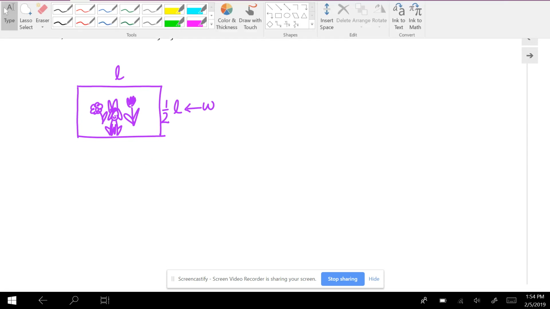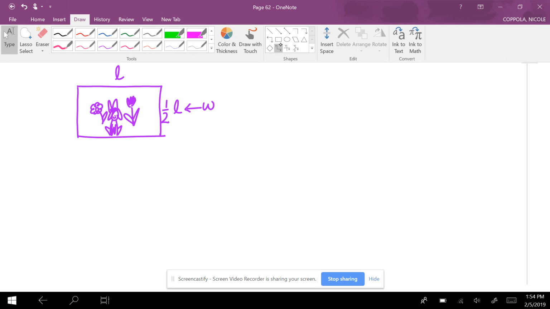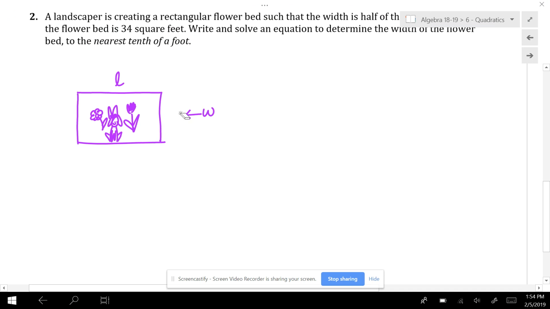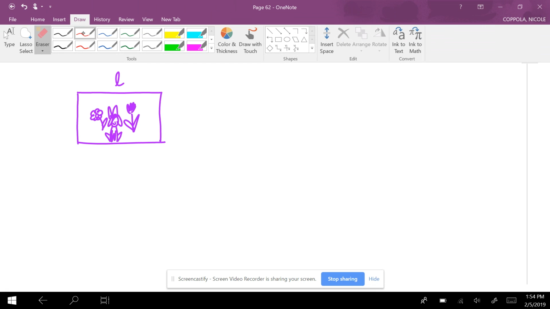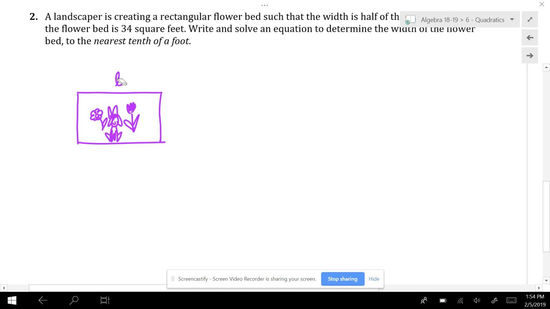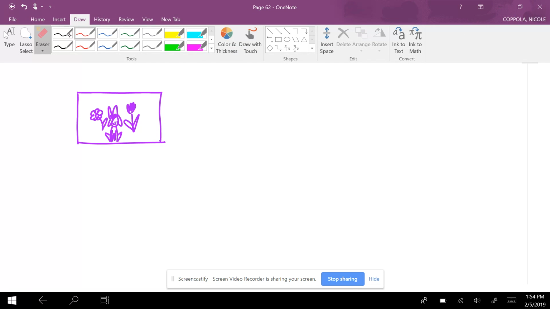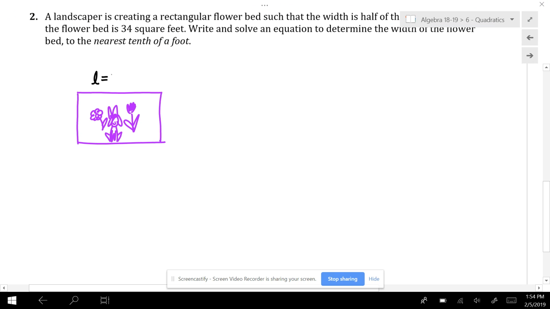One of my thoughts, and I like this better because it allows me to avoid fractions, is since the width is half of the length, if I say that the length is 2x, the width is half of that. So what's the width? X. And I think that's a lot nicer because it helps us avoid fractions.